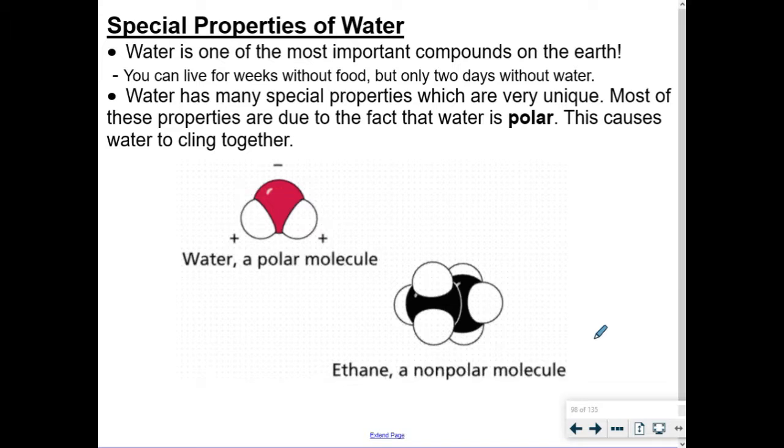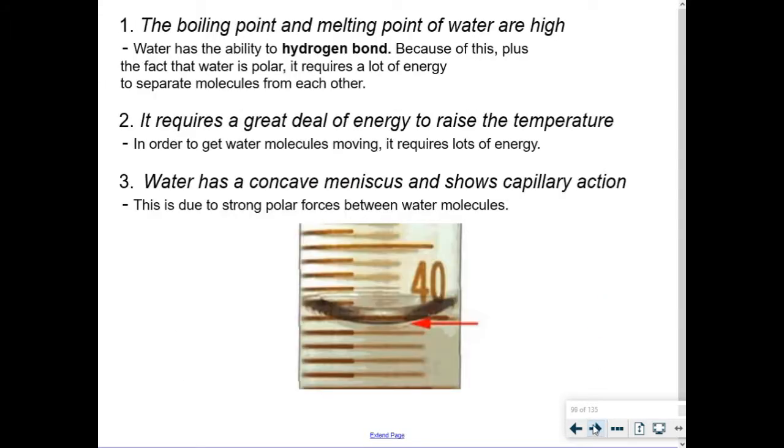So I've got a list of some pretty cool properties here for water that are very special about it, that are actually the properties that allow life to be maintained. If any one of these properties didn't exist for water, human life wouldn't work. So it's incredible how that works. Here's the first one. The boiling point and melting point of water are really high.